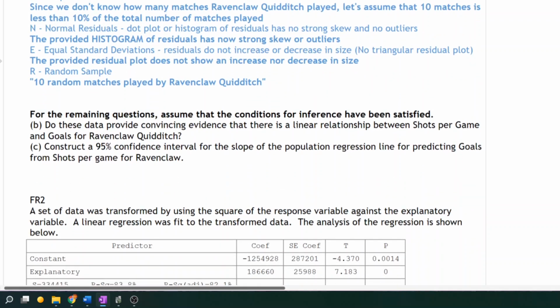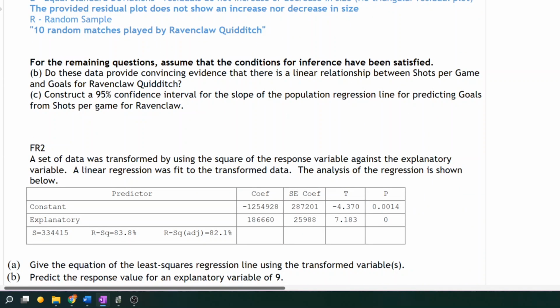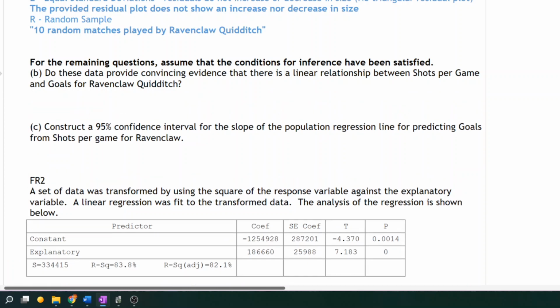So now we can go into letter B. In letter B, we're going to assume that the conditions for inference have been met. I'm not going to mention them again because it does say that they are met. And there are two things to do. Both of these are inference procedures, and they both require a 4-step plan.